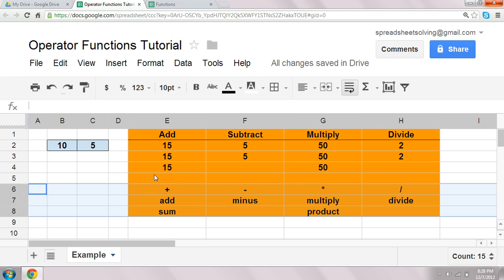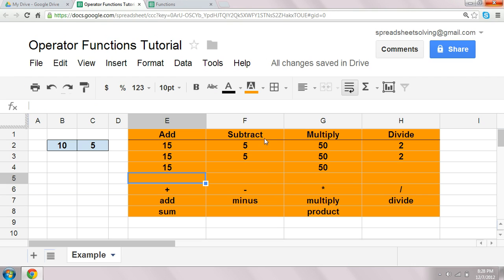All right, here's a quick summary, folks. For the add, subtract, multiply, and divide operators, you can use the following operations. The second row here, the add, minus, multiply, and divide, they all belong in the family of operator functions.